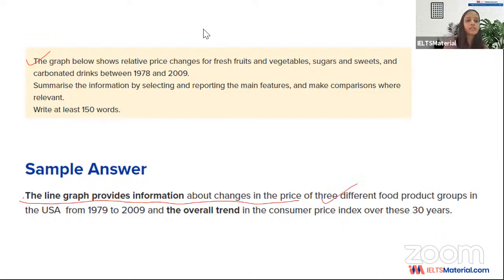In this time period, and we have simultaneously mentioned a consumer price index over 30 years. So you can see we have not copied the question entirely. This is how you do your introduction. I hope you have understood this. Now let's move on to the next step, overview.